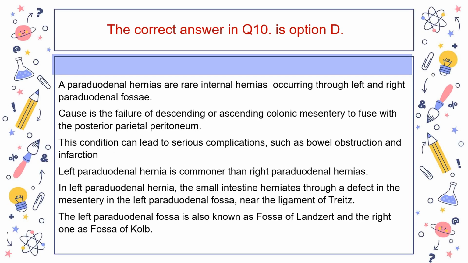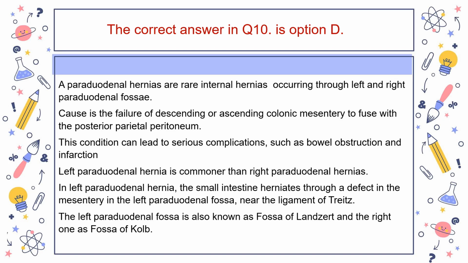Paraduodenal hernias are rare internal hernias occurring through left and right paraduodenal fossae. Here, a portion of the small intestine pushes through a defect near the duodenum. The cause of these hernias is the failure of the descending or ascending colonic mesentery to fuse with the posterior parietal peritoneum. This condition is relatively rare, but can lead to serious complications such as bowel obstruction and infarction.